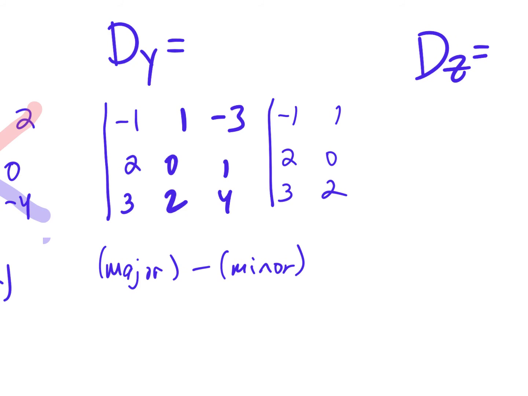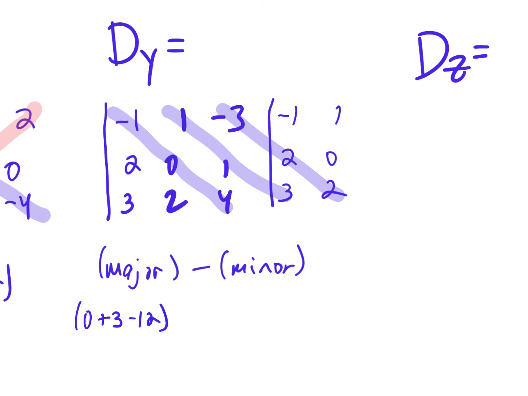So let's get our majors. I got 1 there, 1 there, 1 there. What's negative 1 times 0 times 4? 0. What's 1 times 1 times 3? And then what's negative 3 times 2? Right? Negative 6 times 2 is negative 12. You're fine.